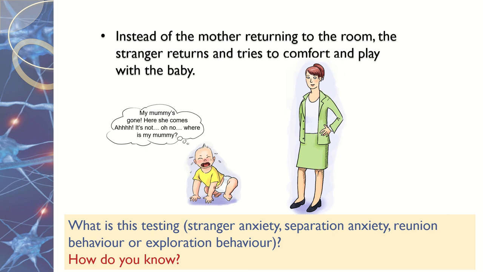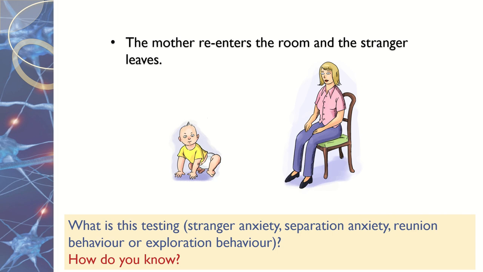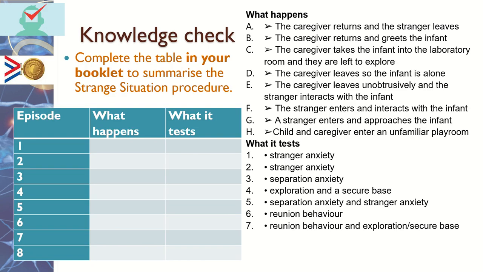At this point, the mum comes back into the room and the stranger also returns. At this point, the stranger returns on their own and tries to comfort them. So again, testing stranger anxiety. And then the mother re-enters the room and the stranger leaves. So again, testing reunion behaviour and also, again, whether they give them some time to explore here.